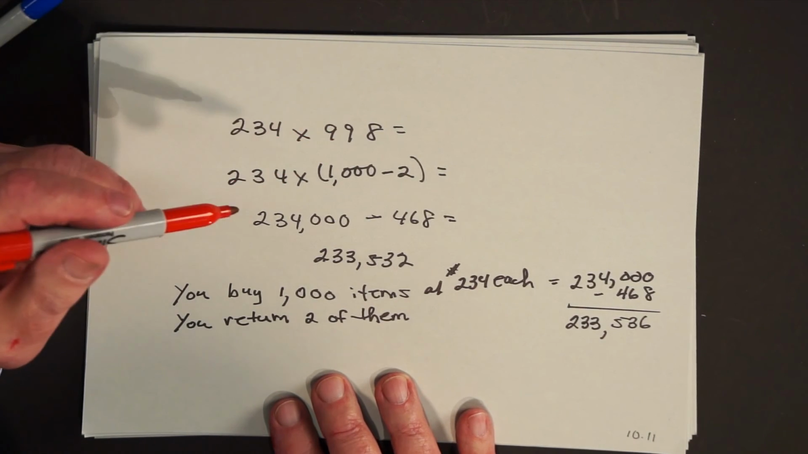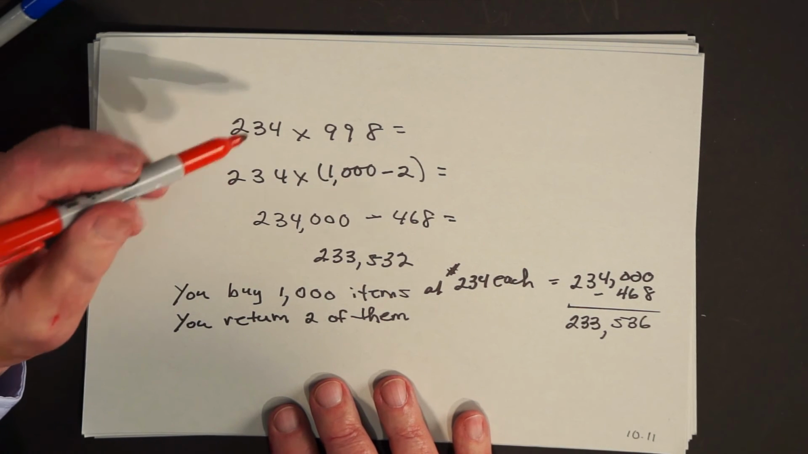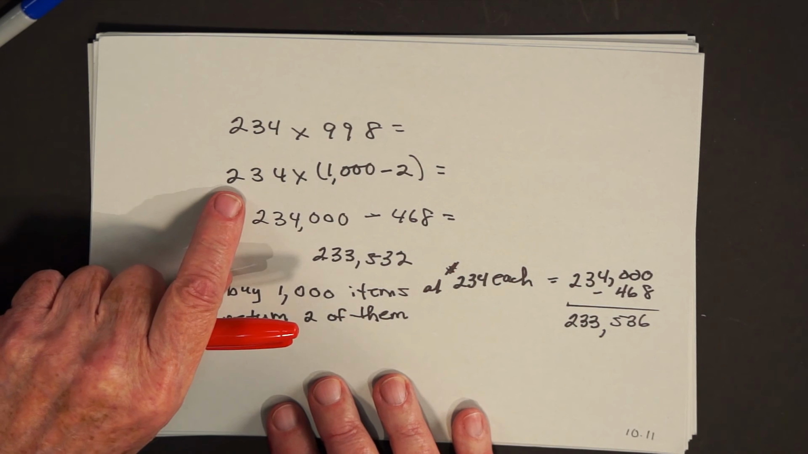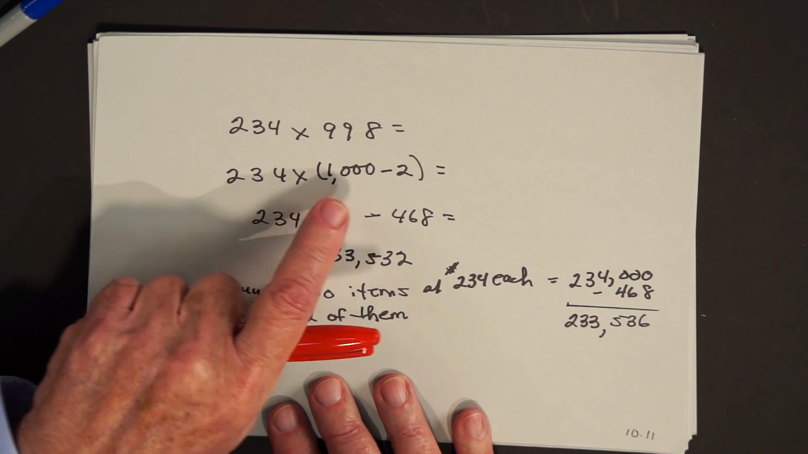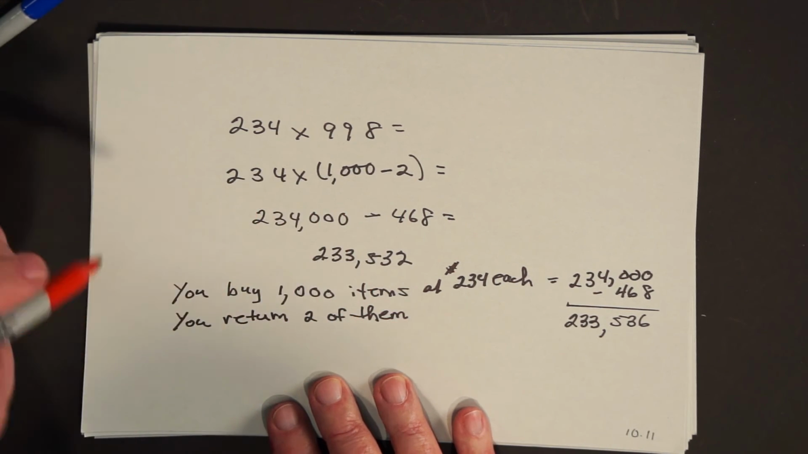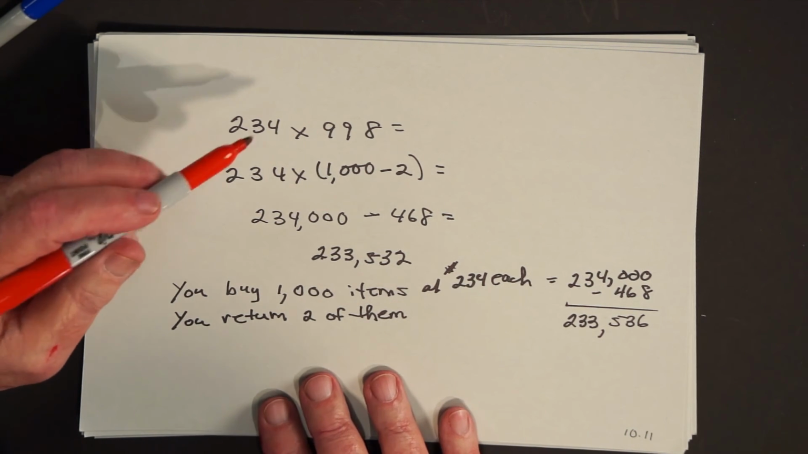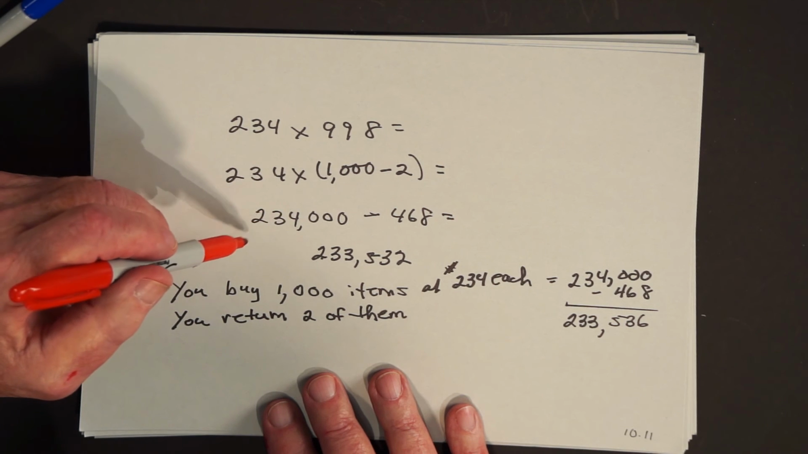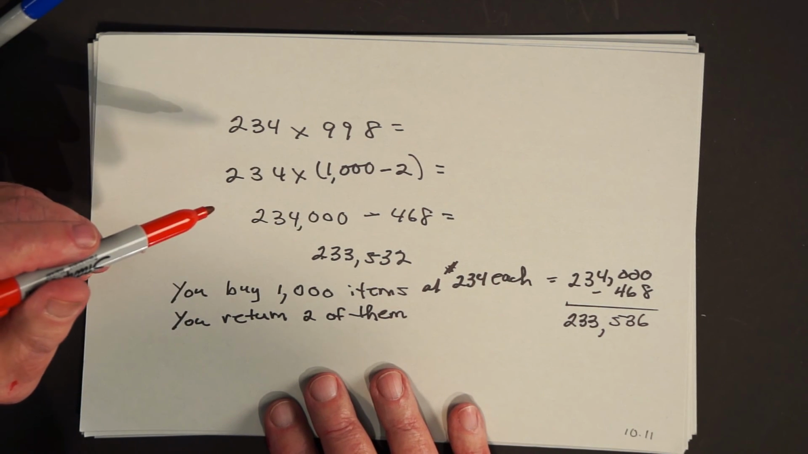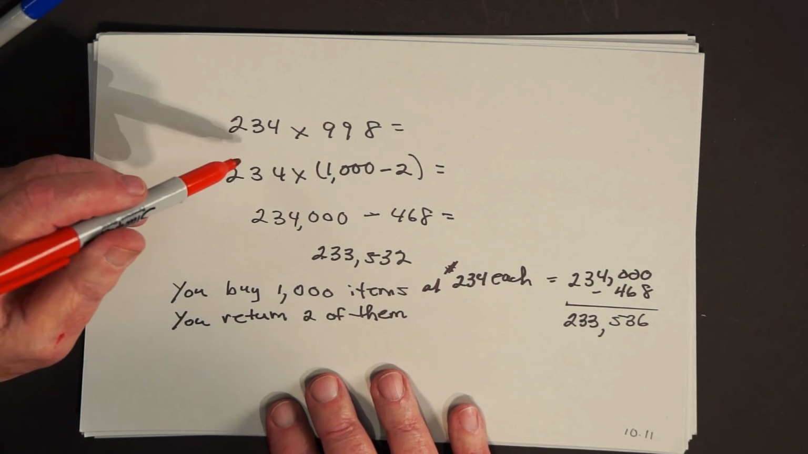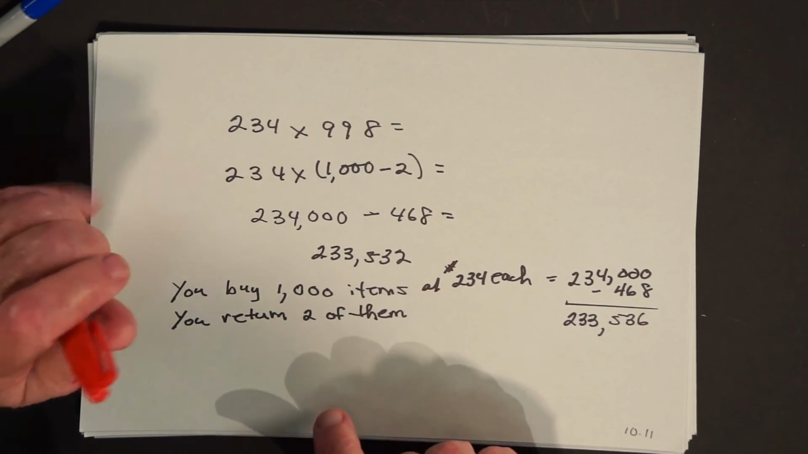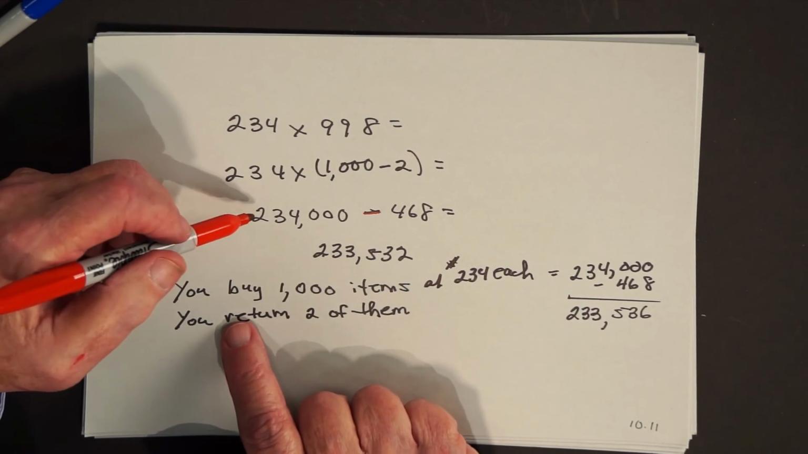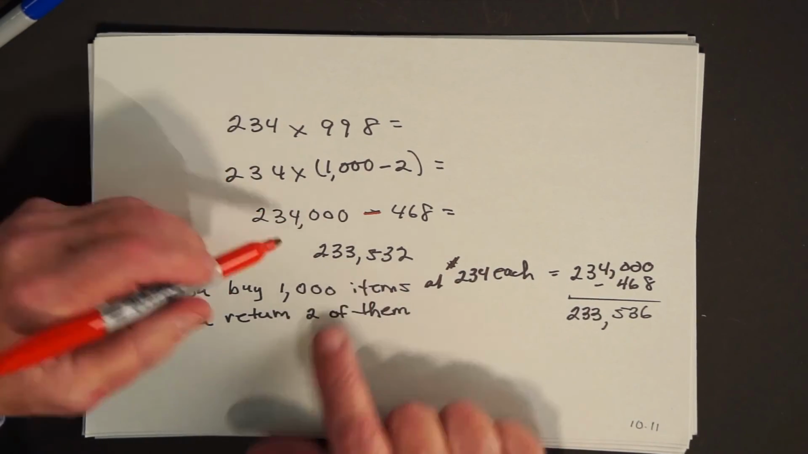See, 998 is 1,000 minus 2. So when I multiply 234 times 998, I'm really multiplying 234 by 1,000 and then subtracting 2 times 234. Now, in my head, it's pretty easy to see that 234 times 1,000 is 234,000. And it's also not too difficult to see that 2 times 234 is 468. So by subtracting 468 from 234,000, I get this answer.